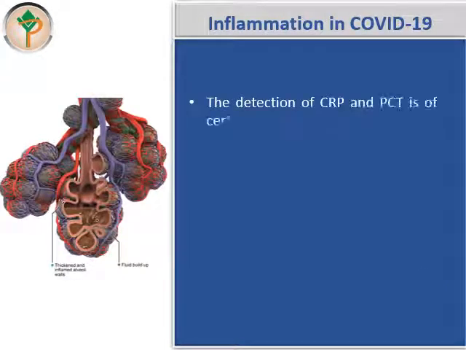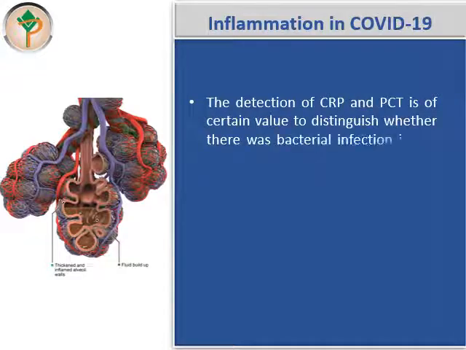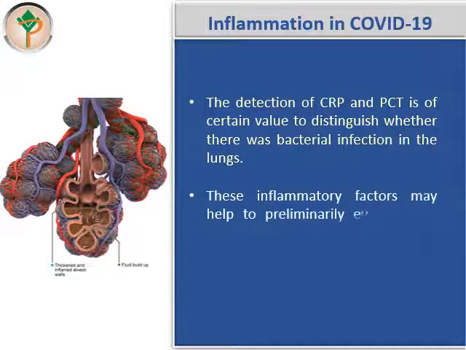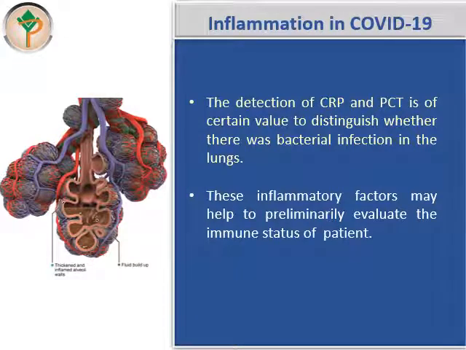During COVID-19, the detection of CRP and PCT is of certain value to distinguish whether there is a bacterial infection in the lungs. These inflammatory factors may help to preliminarily evaluate the immune status of the patient.